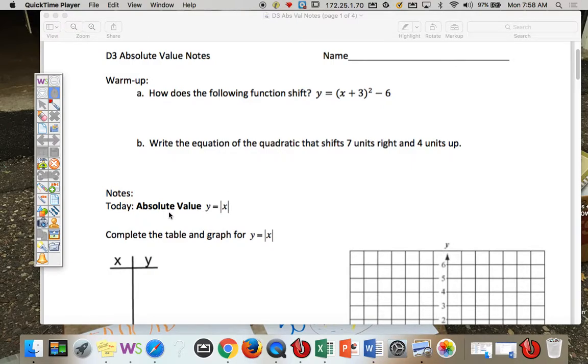Today we're going to look at the absolute value function. Let's start with the warm-up. How does the following function shift? We have y equals (x plus 3) squared minus 6.